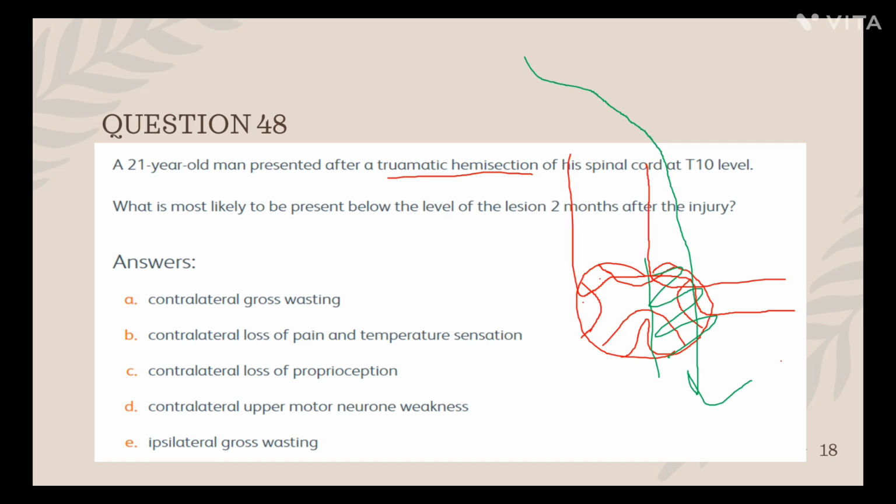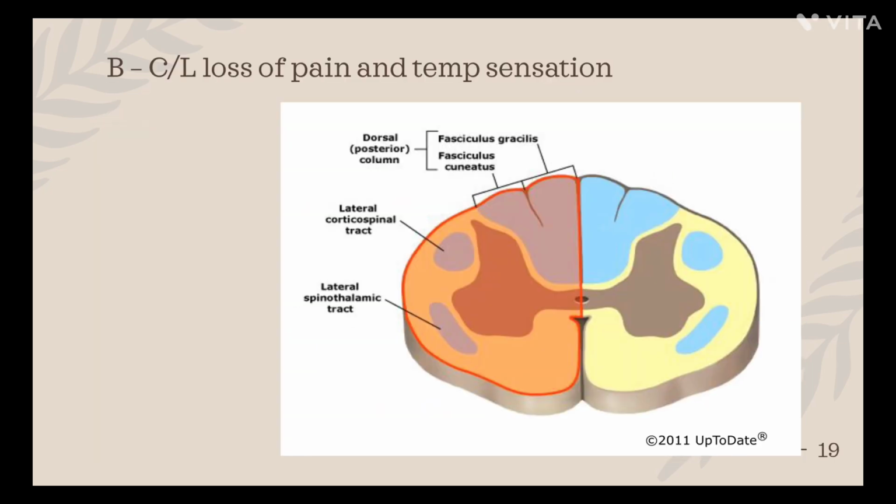Contralateral loss of pain and temperature sensation. For pain and temperature, I told you they cross at the level or one or two levels at the spinal level itself, so pain and temperature will be lost. Contralateral loss of proprioception: proprioception will be an ipsilateral loss. Contralateral upper motor neuron weakness: the pyramidal decussation happens at the medulla level itself, so it will again be ipsilateral. Ipsilateral gross wasting: 2 months after injury, wasting is not that widely seen. So here it is contralateral loss of pain and temperature sensation.